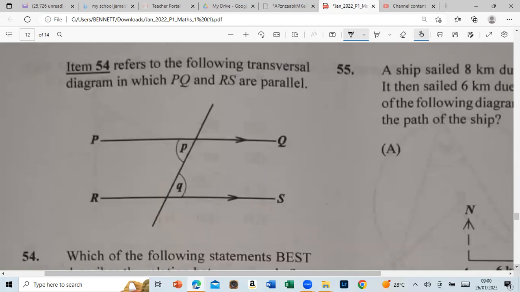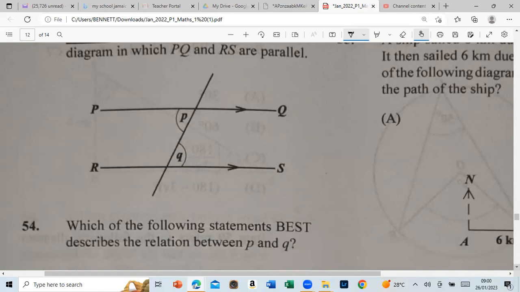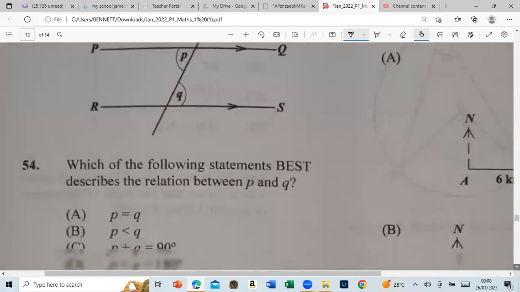Item 54 refer to the following transversal diagram with PQ and RS are parallel. Which of the following statements best describe the relation between P and Q? Now P is equal to Q, they are alternate angles. Right?